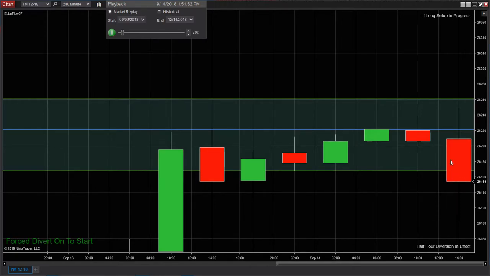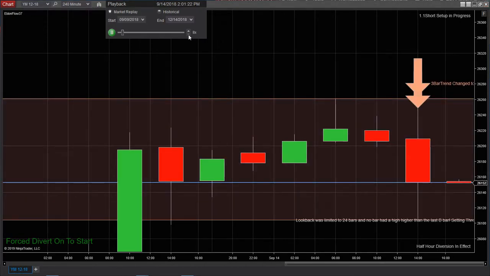If it were to scoot back up, it would stay green. Doesn't look like it's going to do that in this case, I don't think. Well, you never know. Speed it up a little bit. Yep, okay. So, there we have it. It closed below where the green was, which was the base of this bar here. And that made a new 3-bar downtrend.